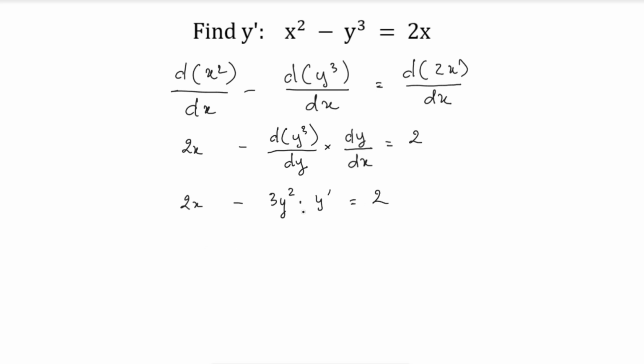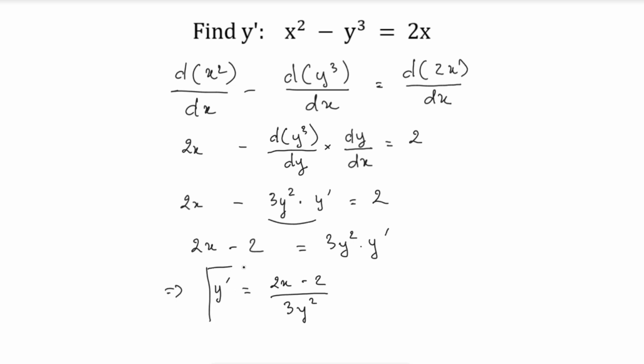So I will move this term to the right and move the number 2 to the left. So it has to be 2x minus 2 equals 3y squared multiplied by y prime. Divide both sides by 3y squared. So y prime equals (2x minus 2) over 3y squared. So that's the final answer.